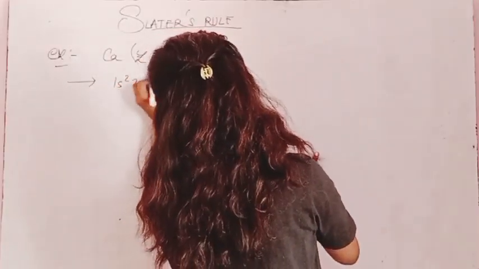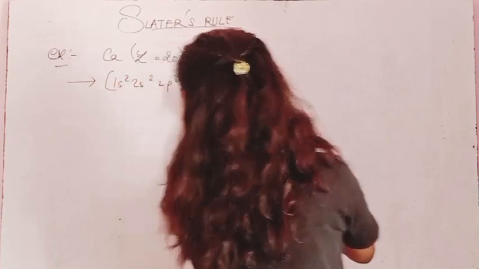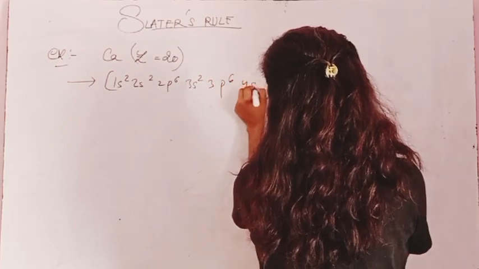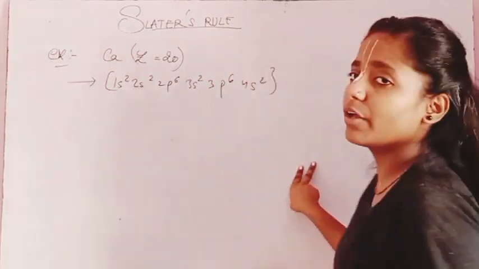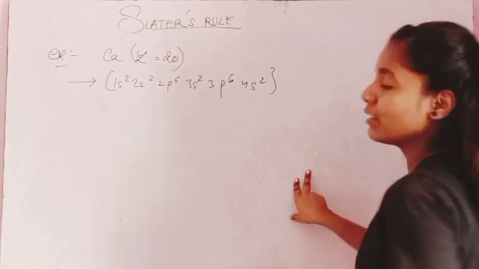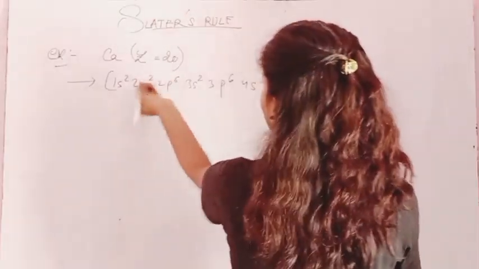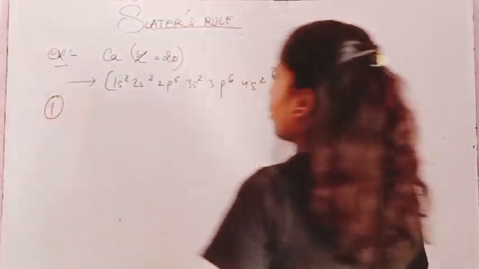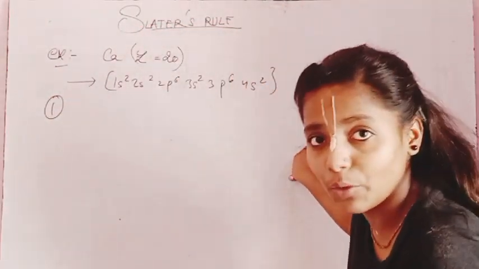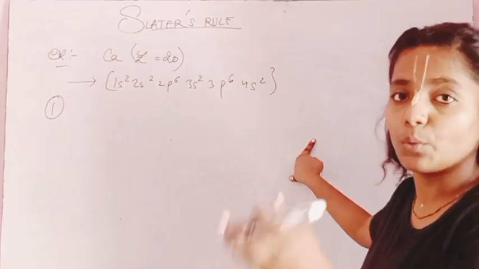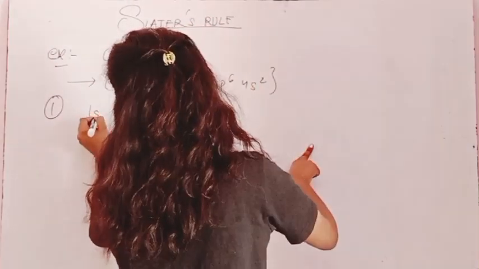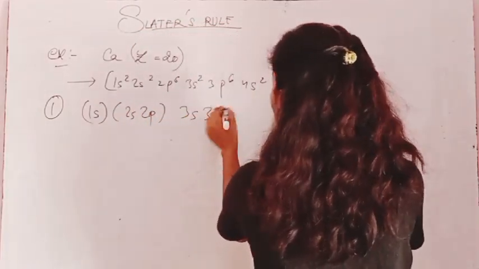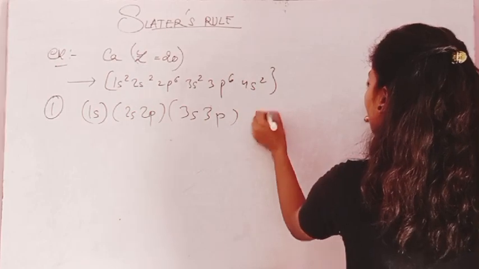That is your 1s2, 2s2, 2p6, 3s2, 3p6, 4s2. So this is the electronic configuration, how we know to write it, s, s, p, s, p, s, and that's your 10 and 20. Now, writing the configuration, the first step was to write it on the basis of Slater's rule. That was your (1s), (2s, 2p), (3s, 3p), and (4s), each in one bracket.